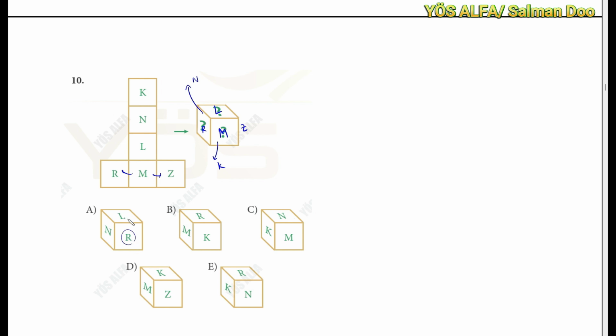If R is here and L is on top, that means we are rotating this cube 90 degrees in this direction. So R is at the front, L is on top, the back surface should be here. So it's N, and it agrees with the given cube. So the answer is A.